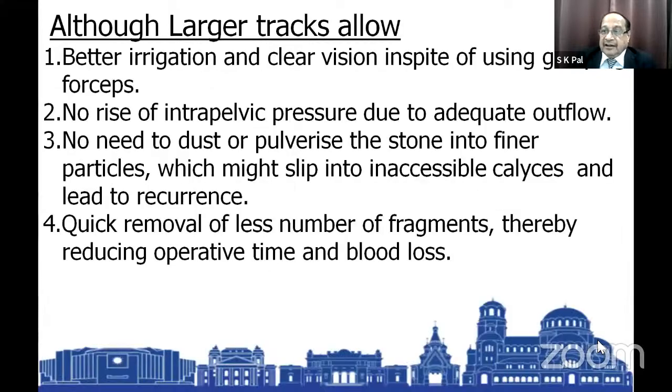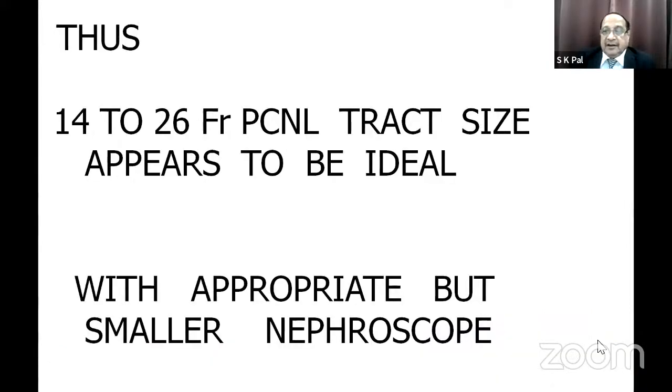And at the same time, remember, larger tracts allow better irrigation and clear vision in spite of using grasping forceps, because when you pass the grasping forceps through your nephroscope, the irrigation stops or reduces. So there is no rise of intrapelvic pressure when using a large tract. There is no need of dusting, and there is a quick removal of a good number of fragments. So all these points must be considered, and according to me, a 14 to 26 French tract size appears to be ideal, with an appropriate but smaller nephroscope, whichever you possess.